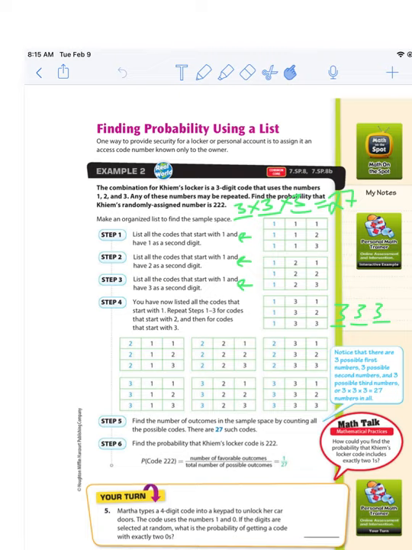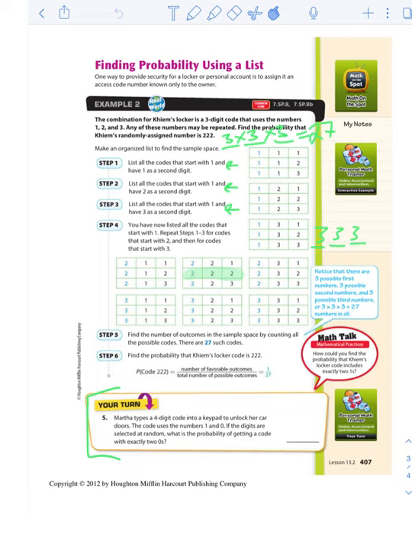All right, we're gonna do number 5 here. I want you to pause the video, try it on your own, and then play it back to see if you got it right. All right, Martha types a 4-digit code into a keypad to unlock her car door. The code uses the numbers 1 and 0. The digits are selected at random. What is the probability of getting a code with exactly 2 zeros?